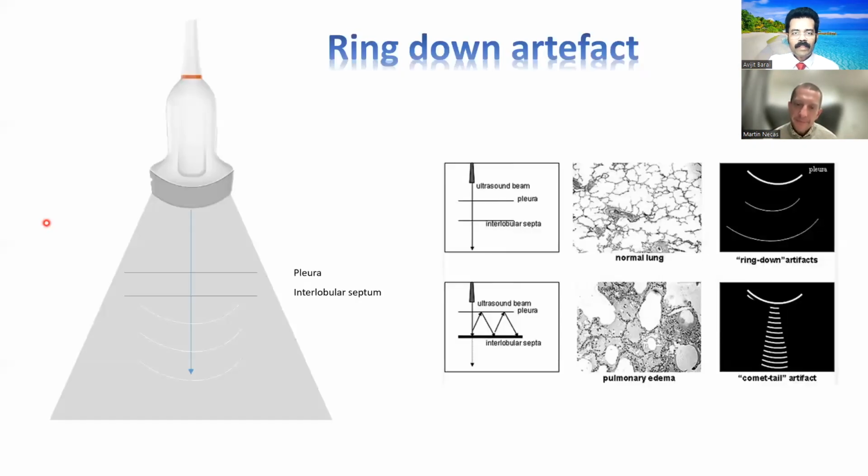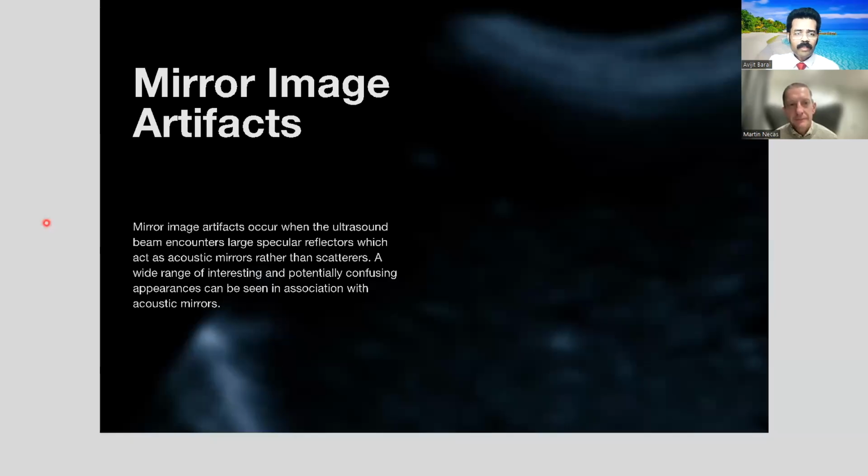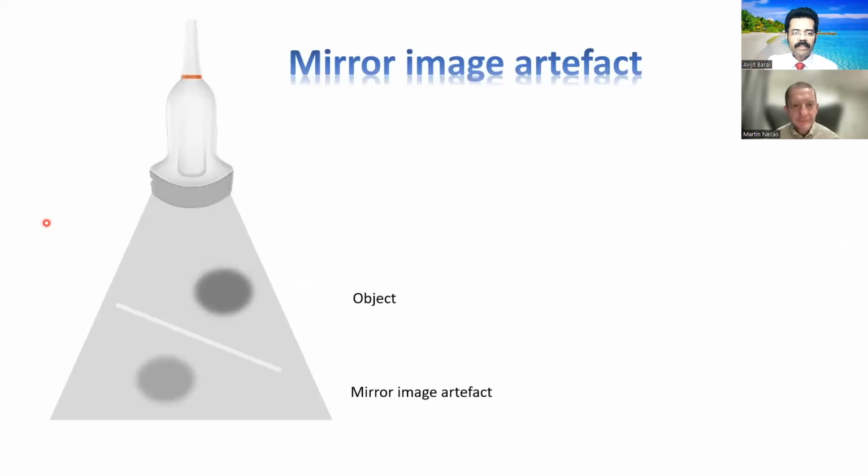Thank you. And this is the ring down artifact we just mentioned earlier. Now, another common type of artifact we find is a mirror image artifact. And in this illustration, I tried to draw it. So this is the structure which is causing the reflection, and this is the real structure, and the machine is assuming that there is an object there. And especially when we do the ultrasound of the diaphragm, for example, liver, we find this type of mirror image artifact a lot.